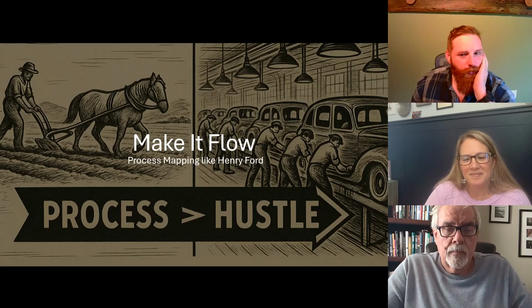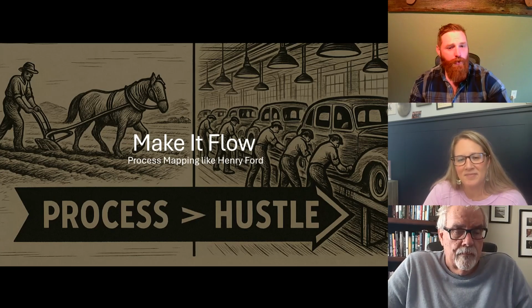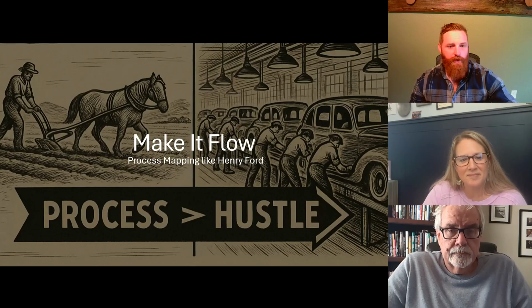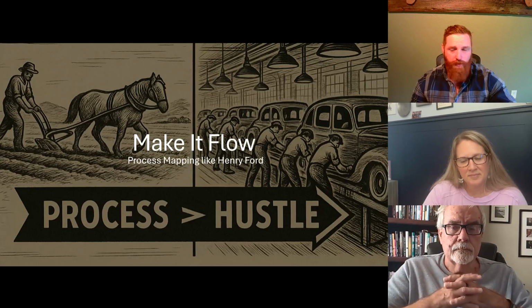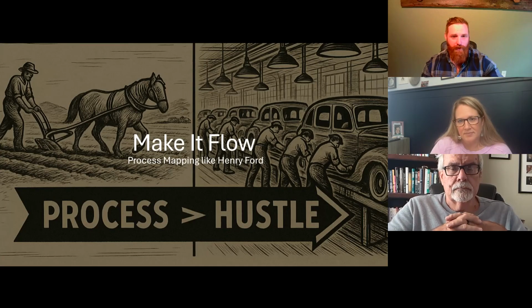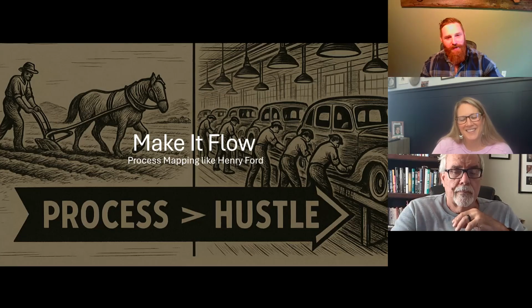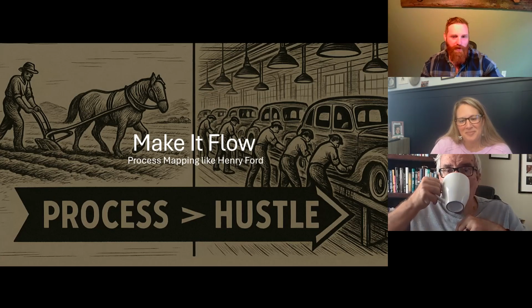So this chapter is about Henry Ford and how he utilized the process flowchart to develop some things that we still use today, like tractors and vehicles and the assembly line. I think this is one of my favorite chapters.